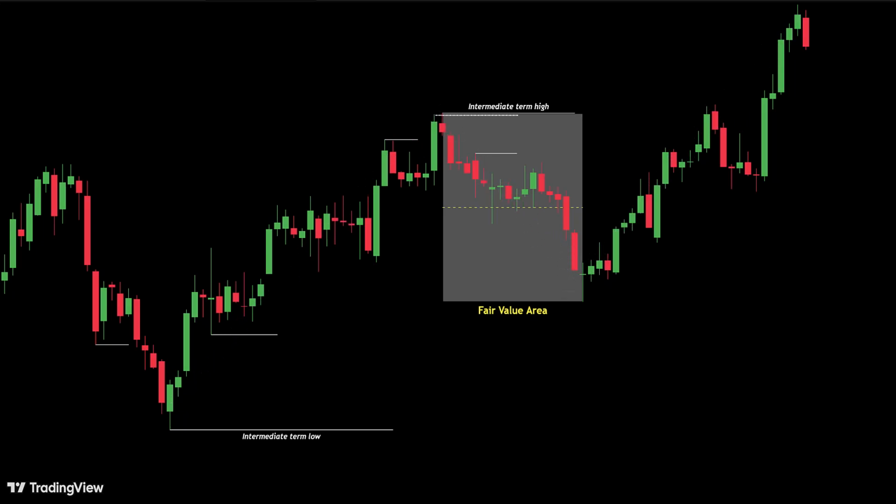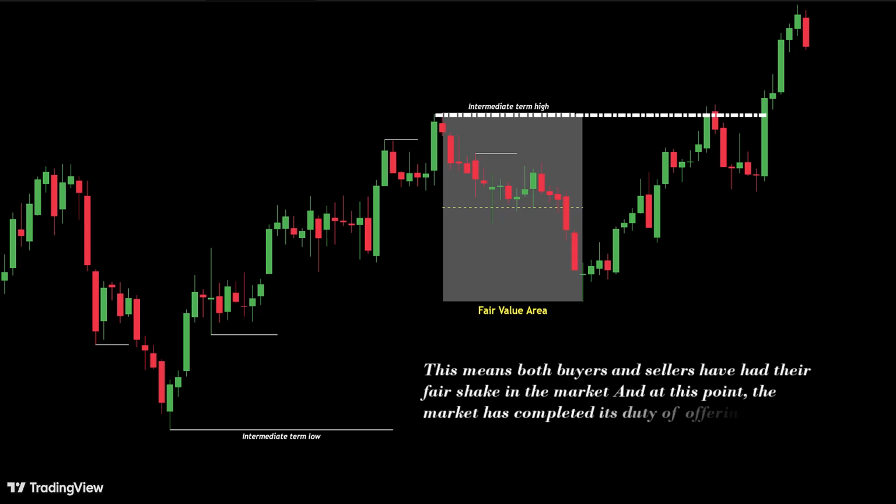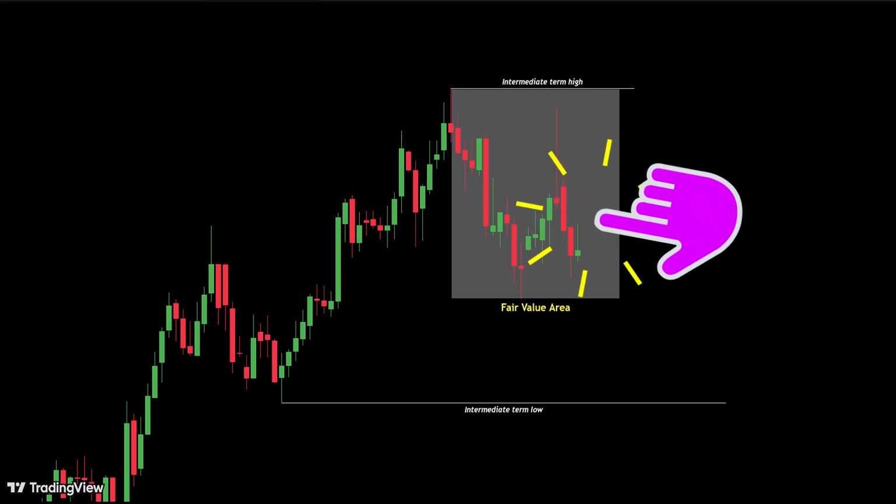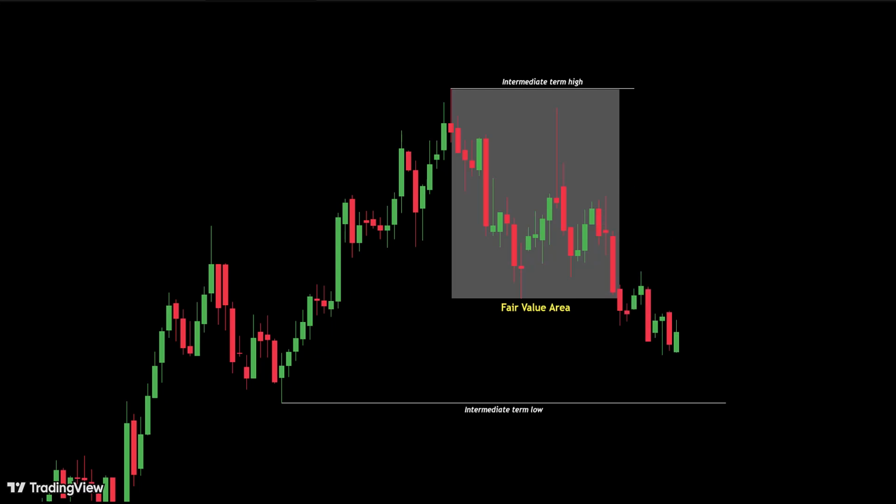Now, once the price pushes above the original intermediate term high, it means both buyers and sellers have had their fair shake in the market. And at that point, the market has completed its duty of offering fair value. But here's the twist. If price doesn't return back into this fair value zone, something is changing. If the price starts forming bearish fair value gaps, it's not balancing anymore. Now it's hunting. And this will take us to the last step.